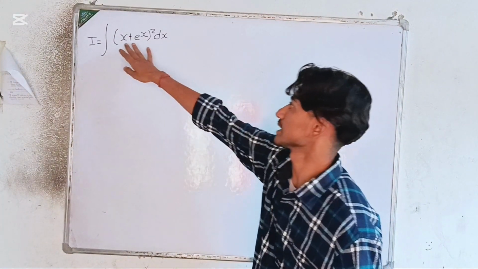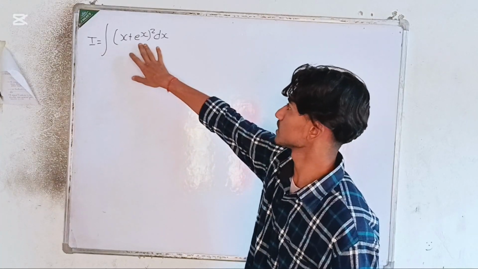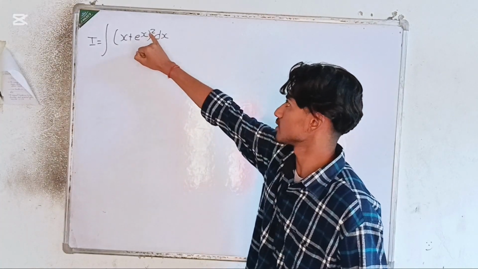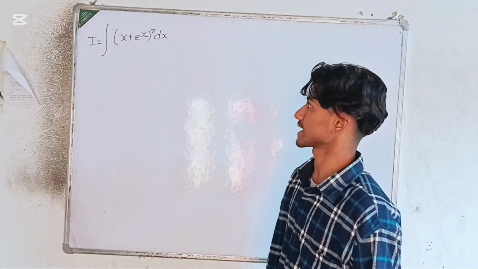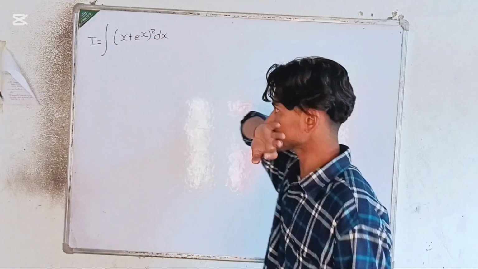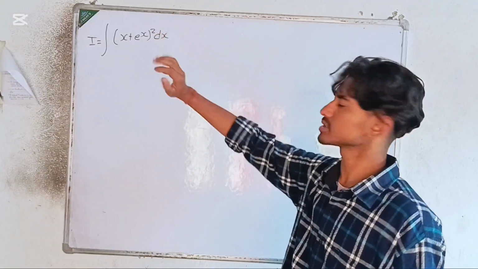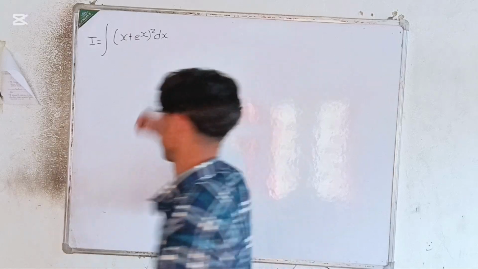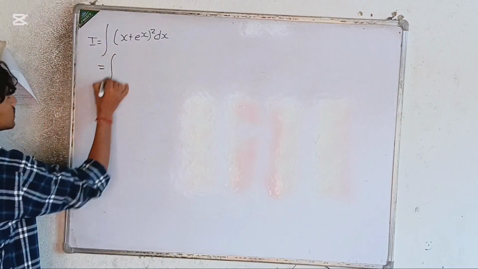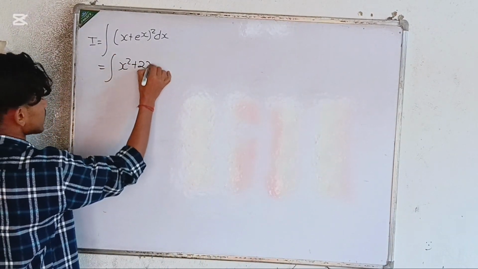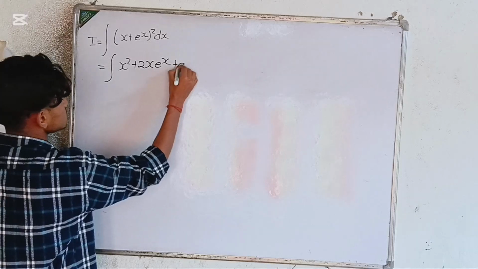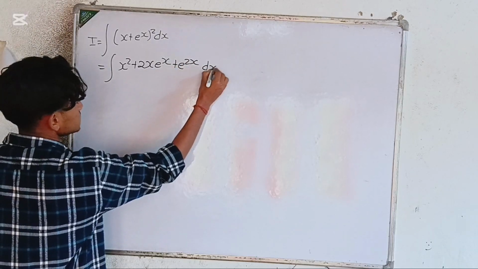The integral contains an algebraic term and an exponential term, and it is raised to the power 2, with respect to x, dx. So first we have to open the whole square term, and we get x squared plus 2x e to the x plus e to the 2x with respect to dx.